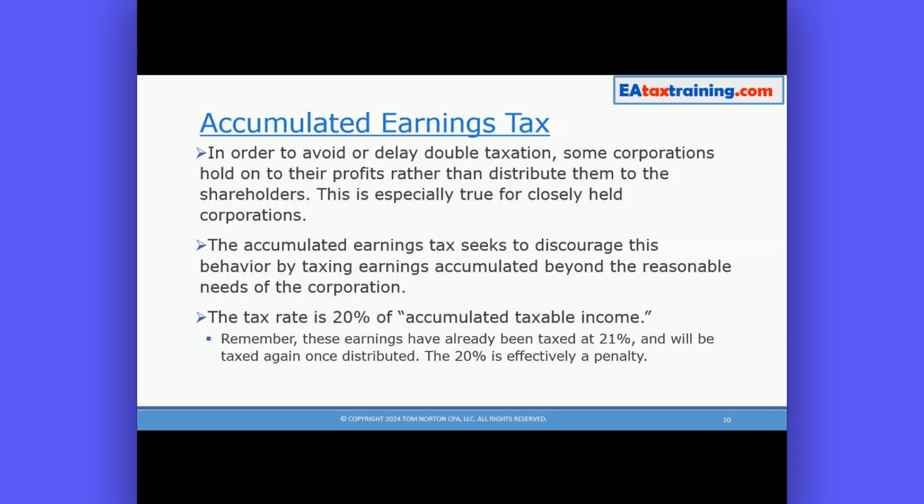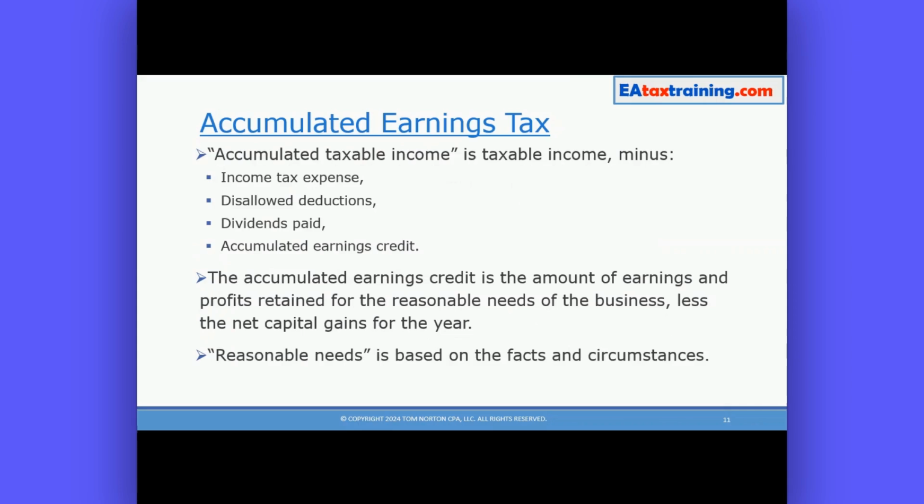And it is 20% of something called accumulated taxable income. So what does that mean? Accumulated taxable income starts with taxable income. That's the starting point for determining it. And then it subtracts a few things. It subtracts income tax expense because, of course, federal income tax expense is not deductible in determining taxable income, but it is an outlay that the company has. So you do subtract that.